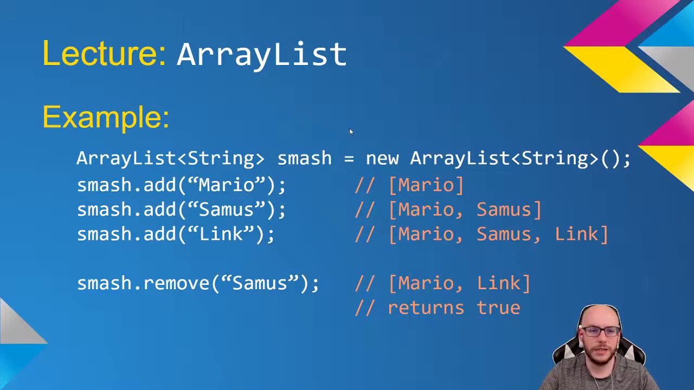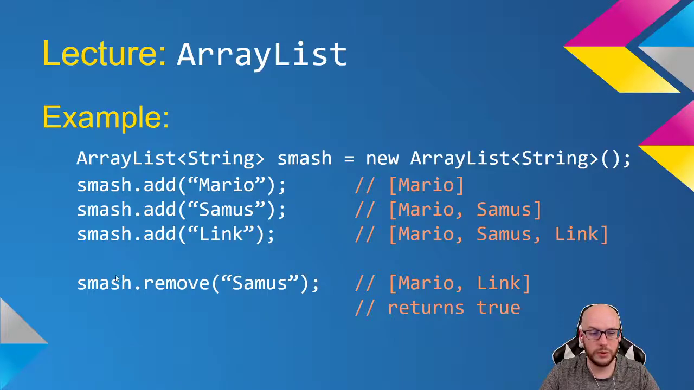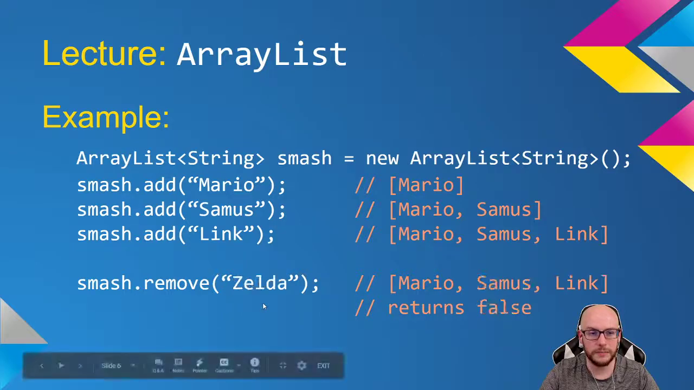Let's take a look at some examples. I have an array list of string called smash. And I'm going to take that array list and I add Mario, I add Samus, and I add Link. I'm then going to remove Samus. Well, at this point, my array list is Mario, Samus, Link. So we're going to find a Samus, delete it. Link is going to shift over to close up that gap. We see that here. And we're going to return a true value. So there's a true value sitting here. I'm not printing it or anything, but it's just sitting there.